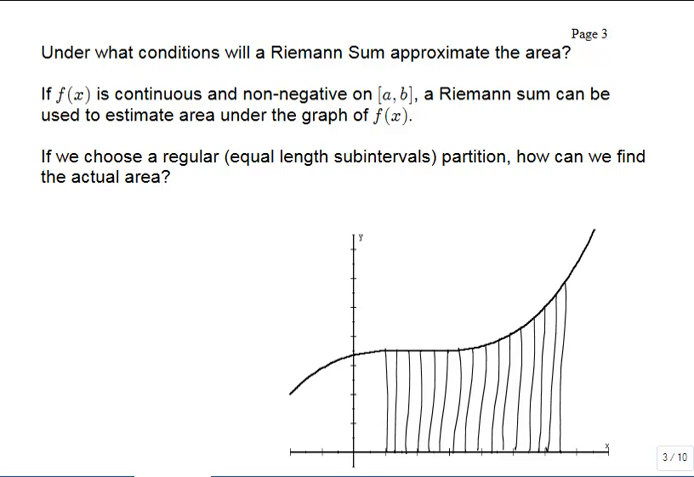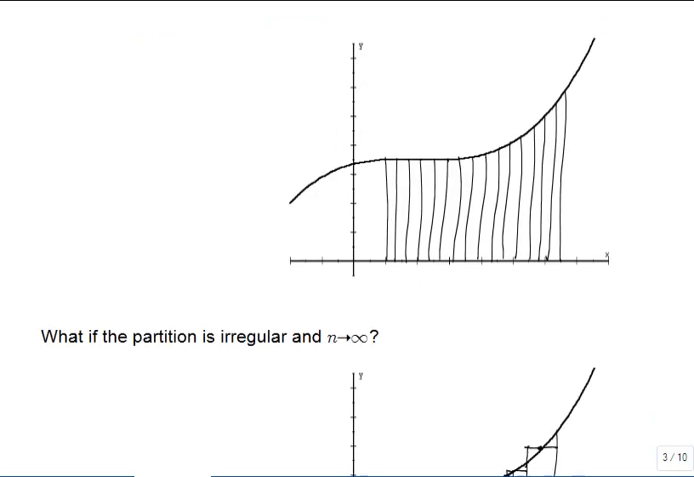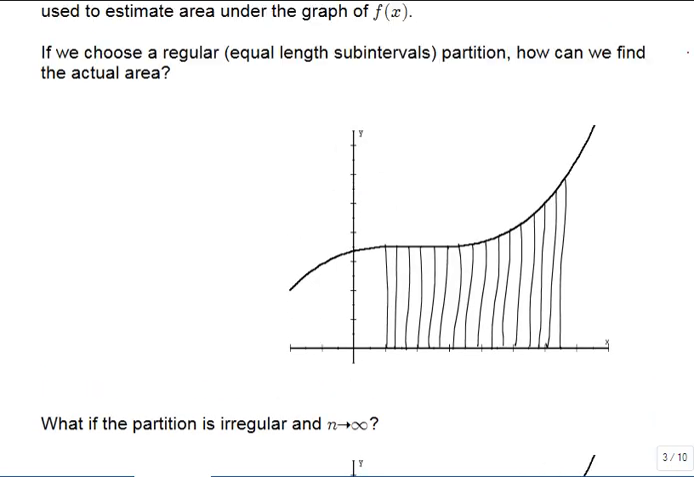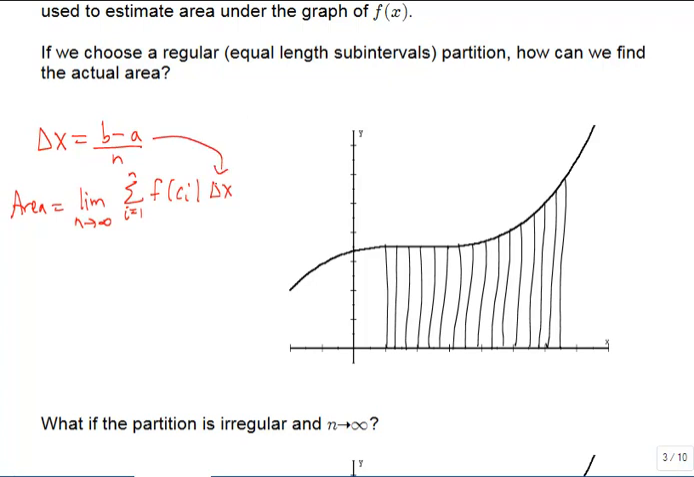If we choose a regular, equal length subintervals partition, how can we find the actual area? Well, that's what we've already done. So here, if we have a regular partition, that means you have these delta x's, which are just b minus a divided into n equal pieces. So then our area is just the limit as n goes to infinity of the sum from 1 to n of f of c sub i times this delta x. And these c sub i's can be your choice. They could be left endpoints, right endpoints, whatever you want.